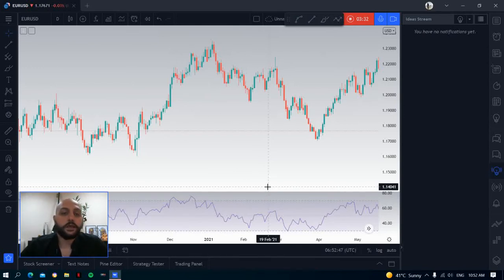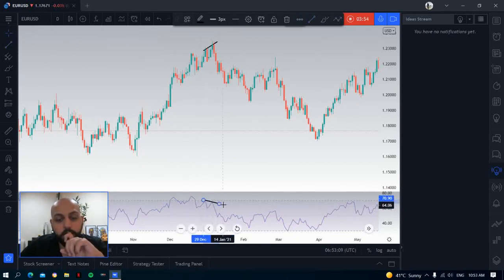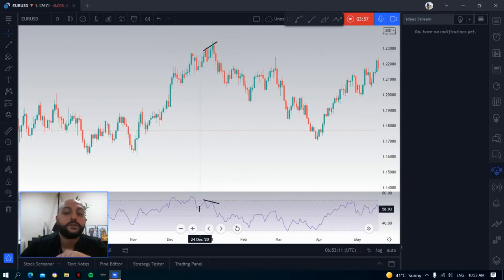But when it doesn't sync up, that creates a divergence. For example, look here. We have a first high and a higher high, a first low and a higher low. So if we mark it, it's going to look something like this. But if we look at the oscillator, we notice we're getting a first high and a lower second high. So it's a divergence. The RSI is not moving in sync with the market. That basically indicates a reversal is due.